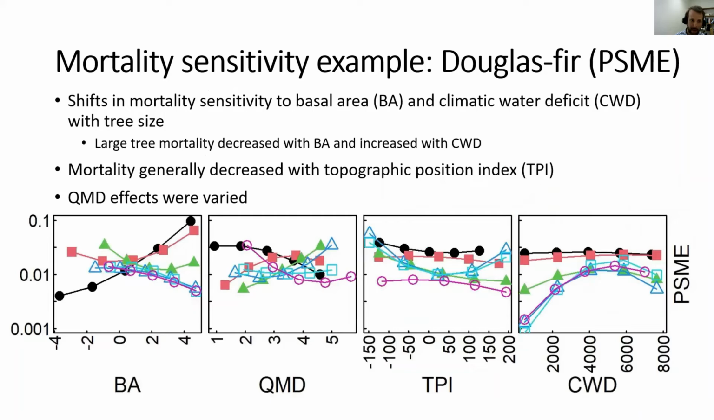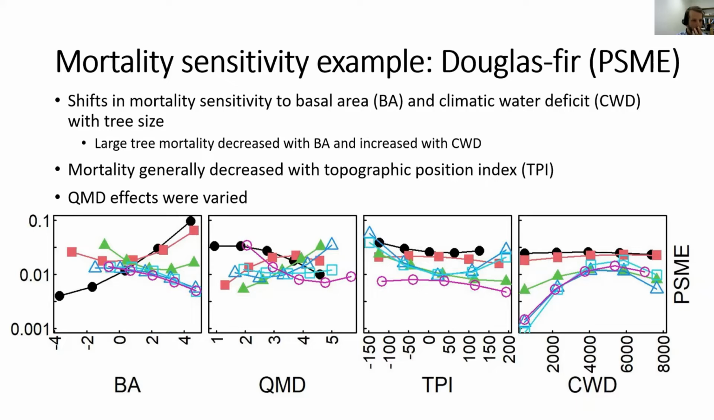So I want to walk through one example for one species, Douglas fir, which is our most common species in Oregon and Washington. And what we found, in terms of the sensitivity. So on the left, from left to right, we have basal area, quadratic mean diameter, which is essentially the average size of trees, and those are both log scaled. Topographic position index, negative values are essentially riparian areas, positive values are up on the slopes or ridges, and then climatic water deficit on the right. So larger values are where AET and PET are most different, which implies, you know, a lack of water.